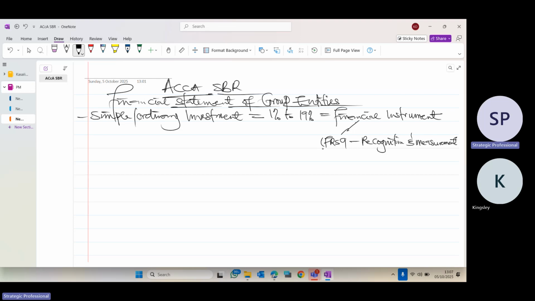Which other standard do we have there? What about IFRS 7? IFRS 7 looks at disclosures, the disclosure of financial instruments. Then there is also IAS 32. IAS 32 talks on what? Presentation. Financial instrument presentation.